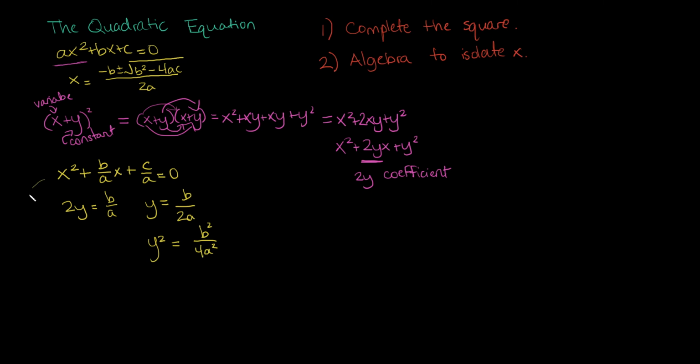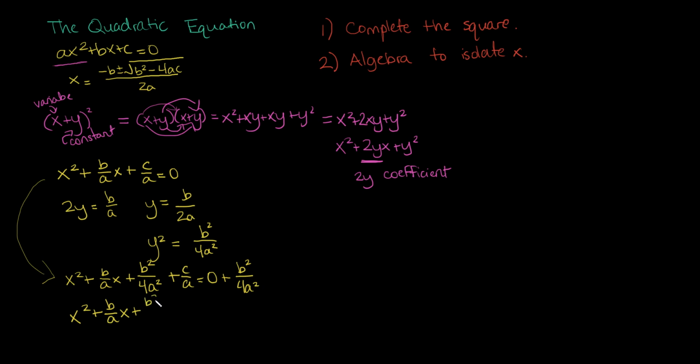The first step we can take, if we just take our equation down here, is saying x squared plus b over a x, and then adding this b squared over 4a squared to both sides. Plus c over a equals 0 plus b squared over 4a squared. And we can go ahead and simplify this out. We get x squared plus b over a x plus b squared over 4a squared. And now we can just subtract c over a from both sides, equals negative c over a plus b squared over 4a squared.